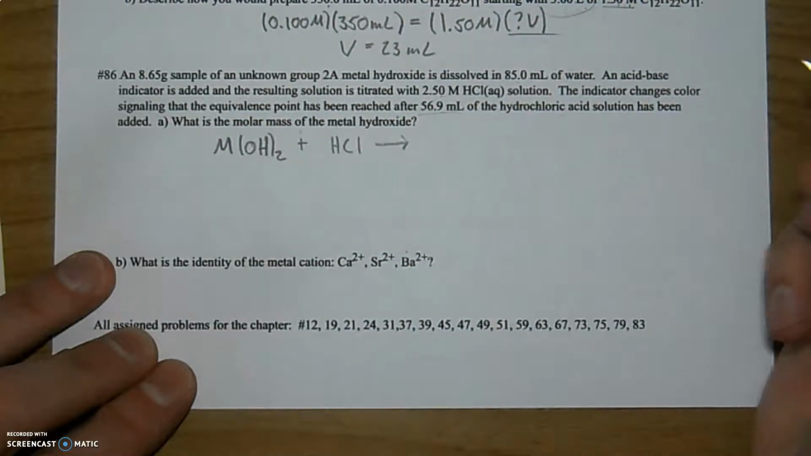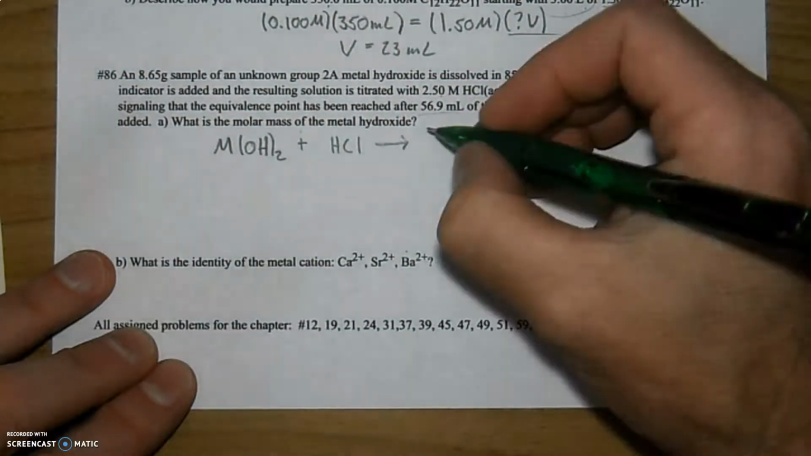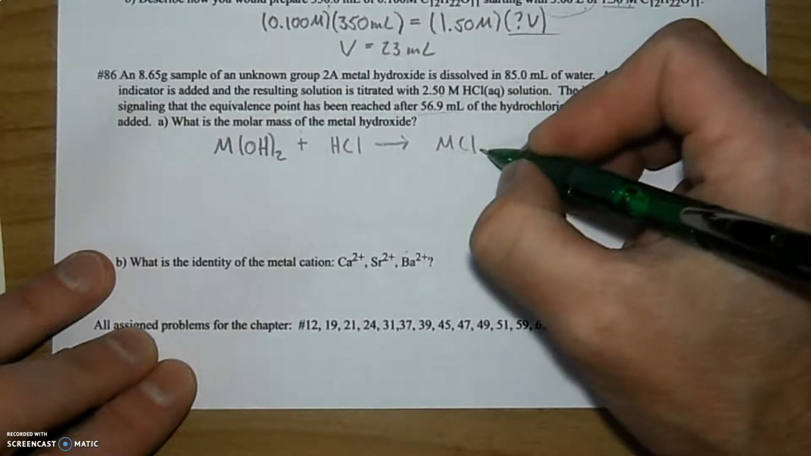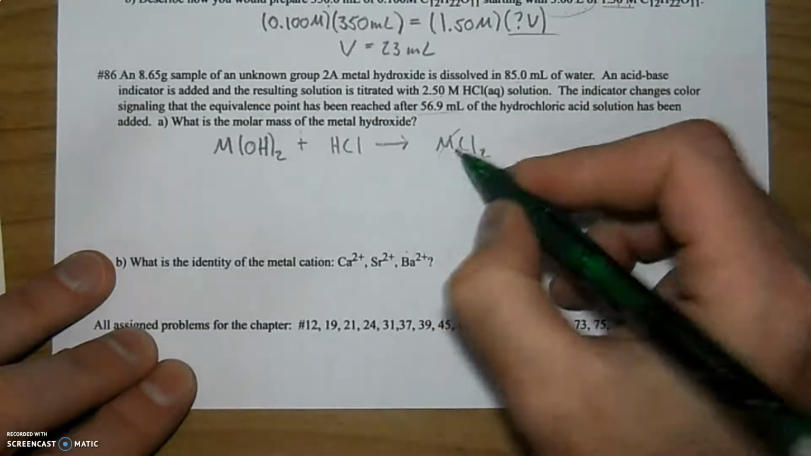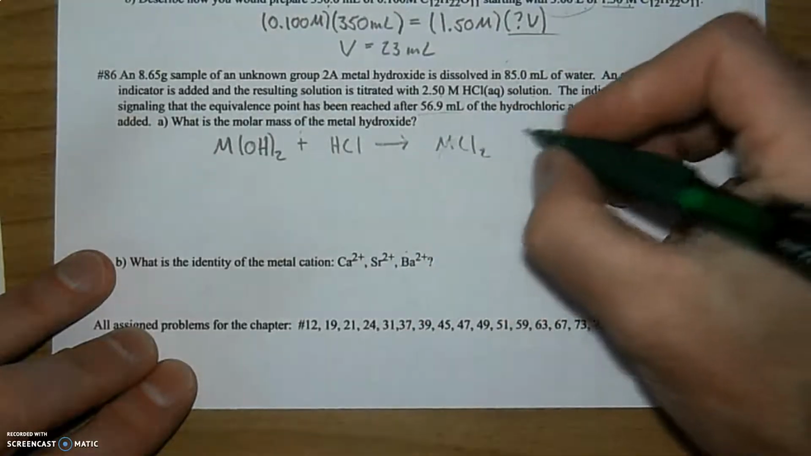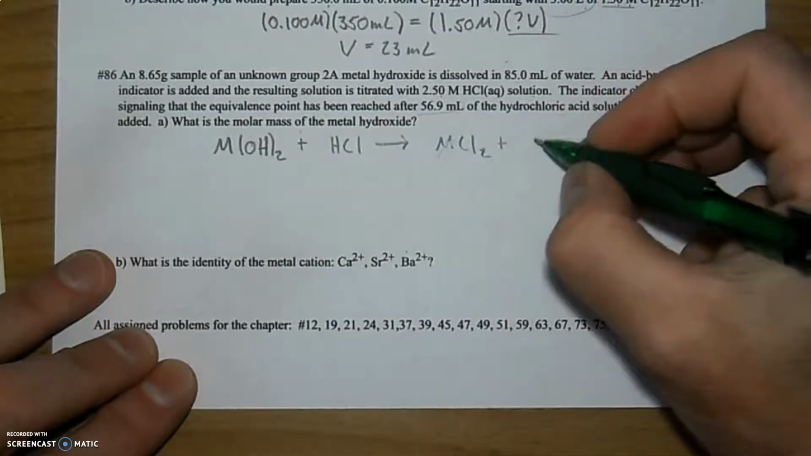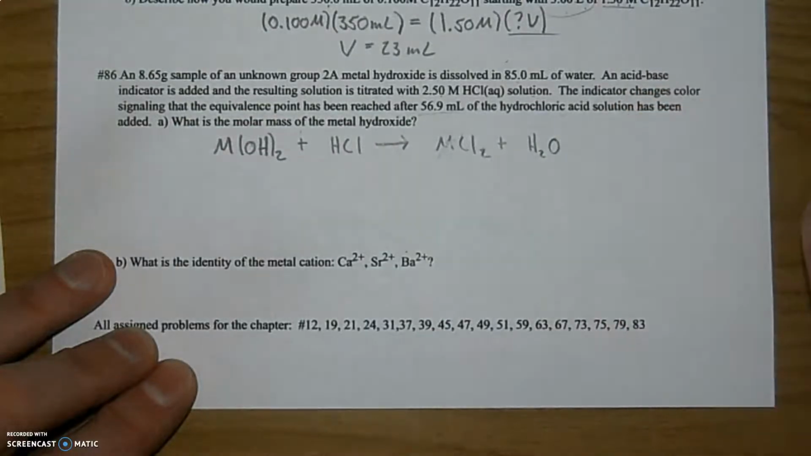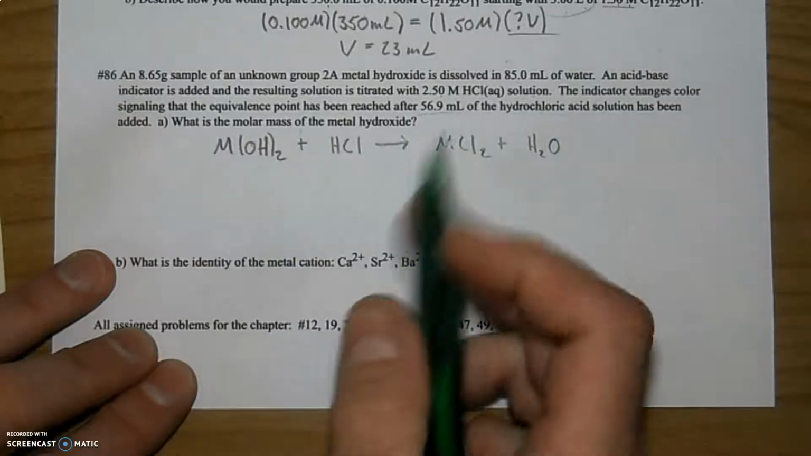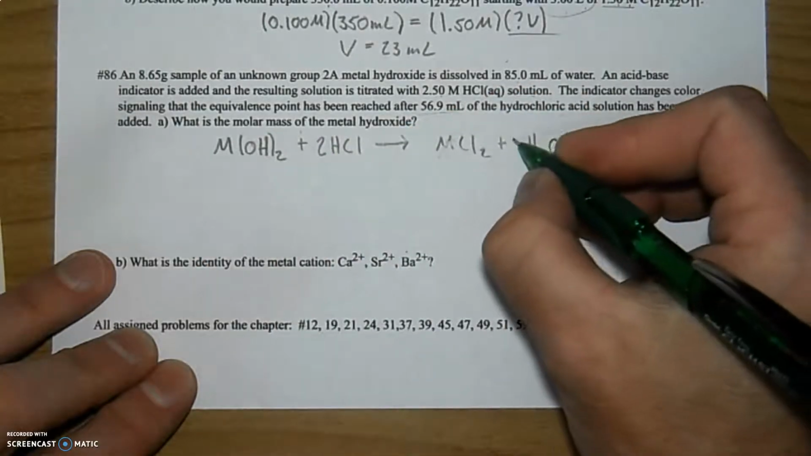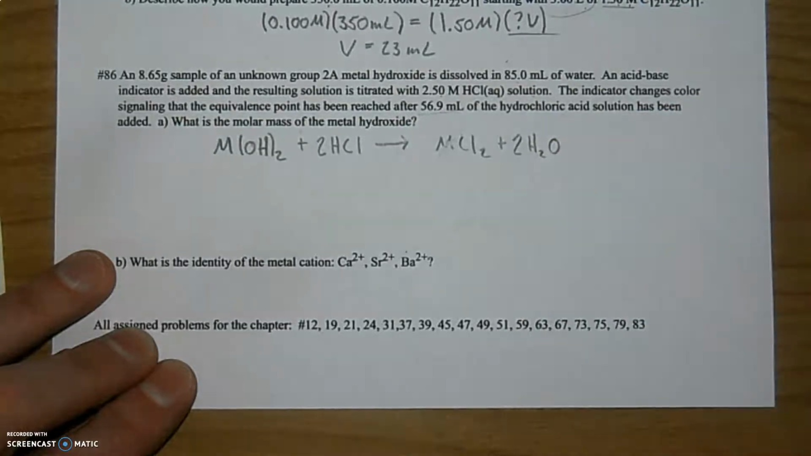And we know that our products are going to be a metal chloride. It was metal +2, so that 2 comes down, chloride is 1. And the other substance we're going to get out of this is going to be water. It's a neutralization. Now, if I go ahead and go through the balance on here, I'm not going to waste a lot of time going through. It happens to be 2 and 2.